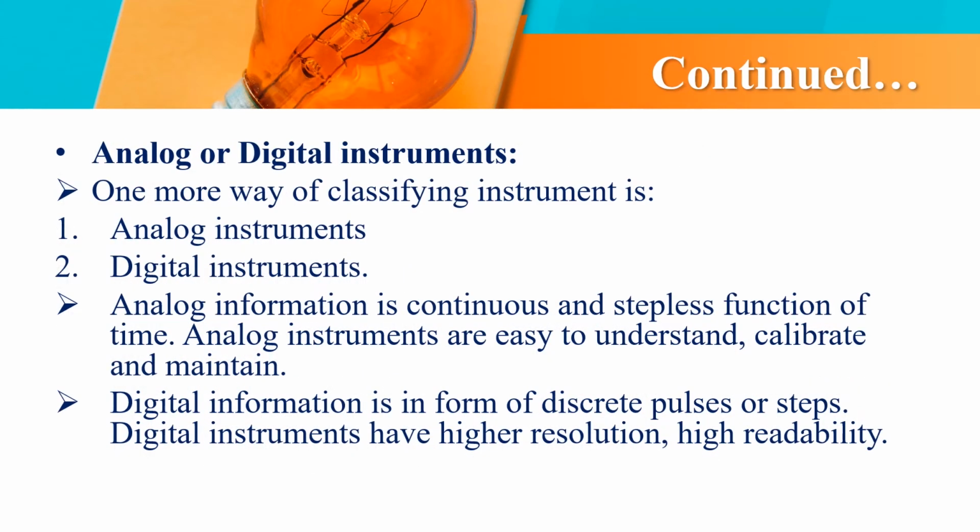Analog or digital instruments. One more way of classifying instruments is analog instruments and digital instruments. Analog information is continuous and stateless function of time. Analog instruments are easy to understand, calibrate, and maintain. Digital information is in form of discrete pulses or steps. Digital instruments have higher resolution, higher readability.